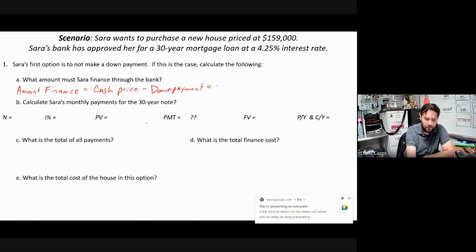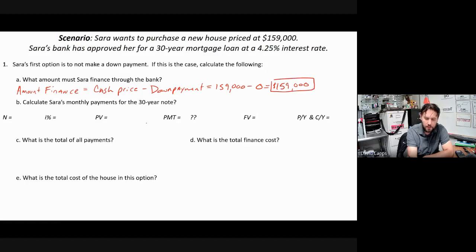So the cash price for this house is $159,000. Minus her down payment, she down pays nothing. So the amount she's going to have to finance is this whole thing, $159,000. That's a long way to say the whole thing. All right, so she's financing the whole thing.